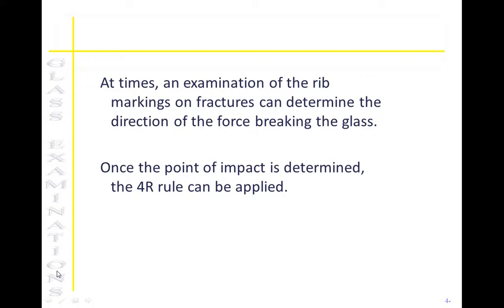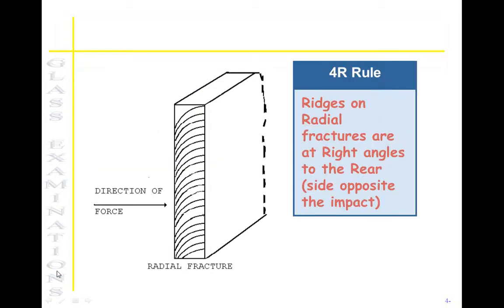We can do this by applying the 4R rule, which is that ridges are formed on radial fractures at right angles to the rear. So you can see from this example, if we're looking at a radial fracture, the direction of force would have come from the left-hand side. It is very important if you're using the 4R rule to make sure that you're looking at a radial fracture. So it may be necessary to put enough of the window back together to see your impact point to know that you're actually looking at a radial fracture.